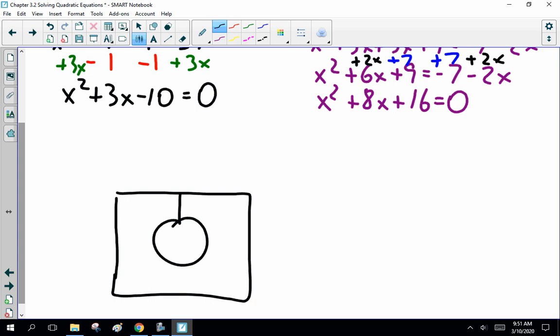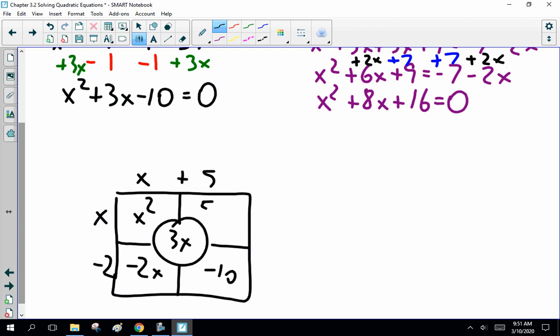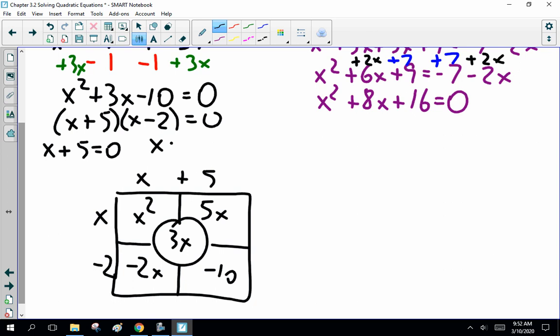So, x squared plus 3x minus 10. Factors of 10: plus 5, minus 2. Minus 2x, plus 5x, yes. x plus 5, x minus 2. So x plus 5 is equal to 0, x minus 2 is equal to 0. Minus 5, x equals minus 5. Plus 2, x equals 2.